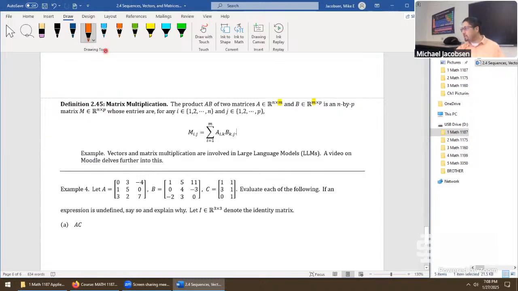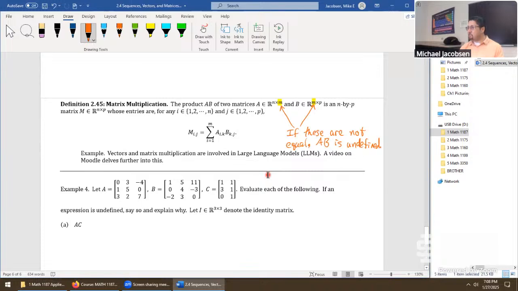So let's say this right here. We're looking at the number of columns in the matrix A, number of rows in the matrix B, and we can say if these are not equal, A times B is undefined. So we require equality right there.